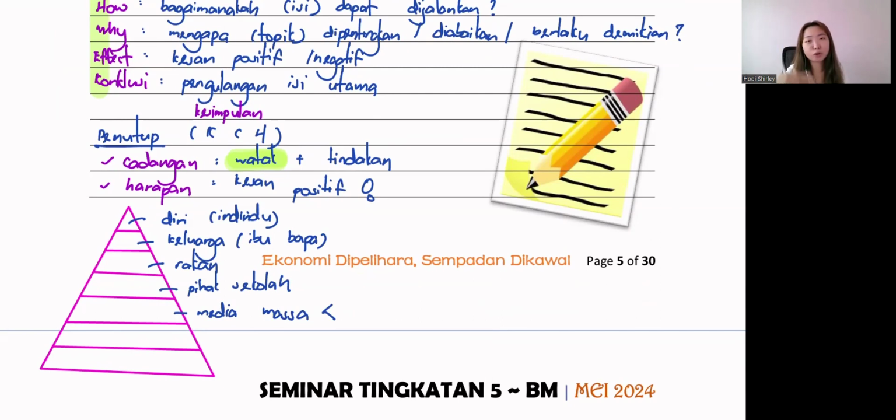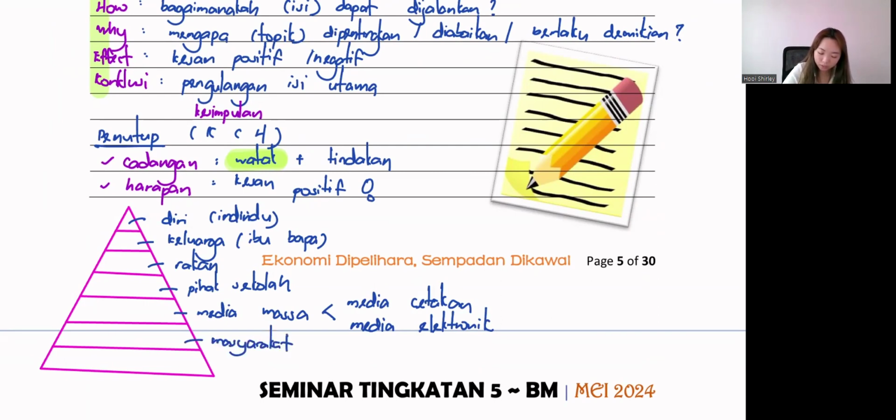Media cetakan is like your newspaper, your magazine, surat khabar, majalah. Media massa, the other one is what? Media elektronik. So the media elektronik is like your TV, host, or radio. Then this is the media. After that, it's masyarakat. Lastly, here is the pihak kerajaan, government. Always remember the last one will never be negara because your country cannot do anything. Your country is being managed by a group of people, and these people we call government.